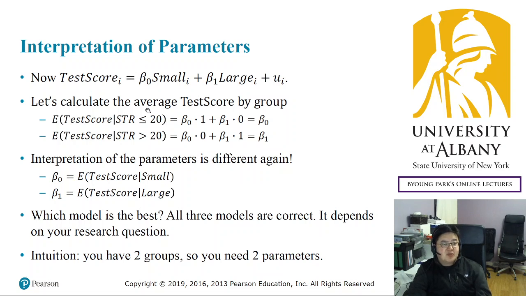In this case, let's calculate the average by group. If you have small, then small equals 1, large equals 0. So 1, 0, and the large group has 0, 1. So it's like encoding. The small group only has beta 0. Small group's average is simply beta 0, and large group's average is simply beta 1. So it is easier to interpret what they capture, but again, it is different from any of the earlier models.